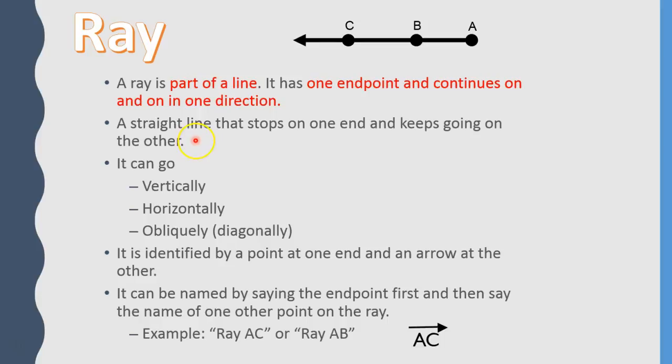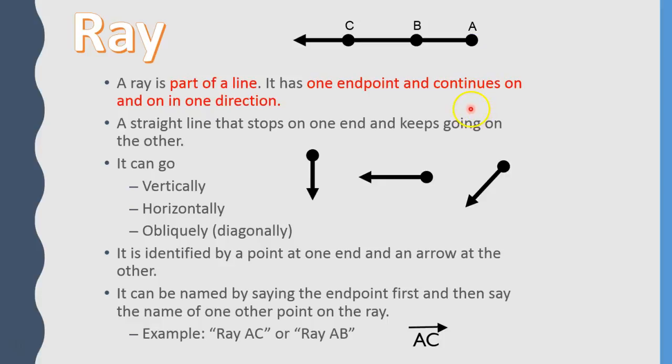It can also be either vertical, horizontal, or diagonal. It is identified by any point and then the endpoint. So you have to say this endpoint, and then you could say either of these in the name. So you could say this is ray AC, or you could say this is ray AB. It represents the same thing. But the very first point that you're talking about needs to be the endpoint.